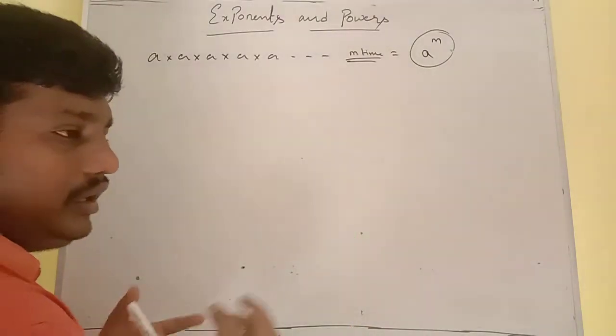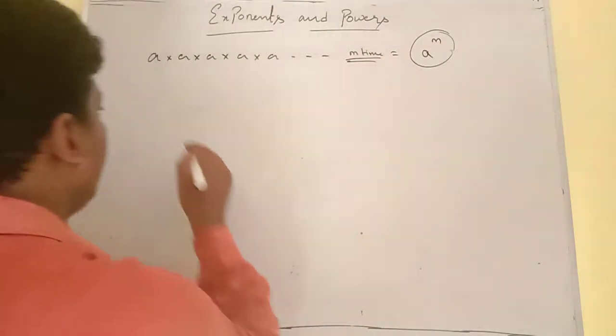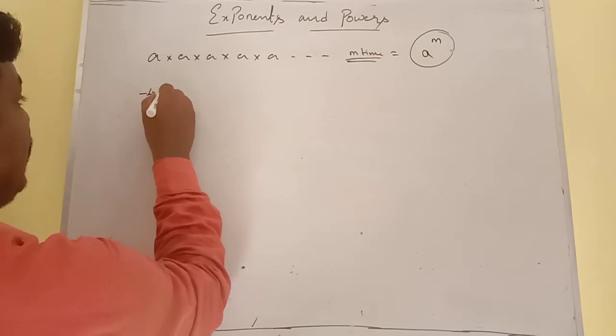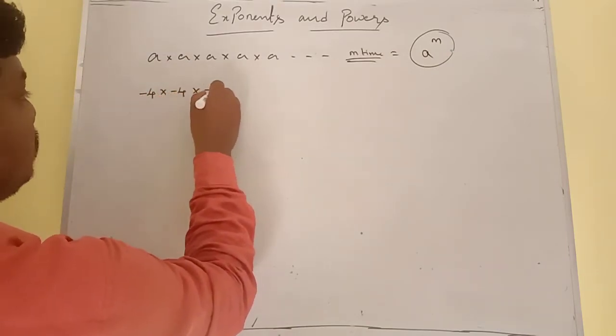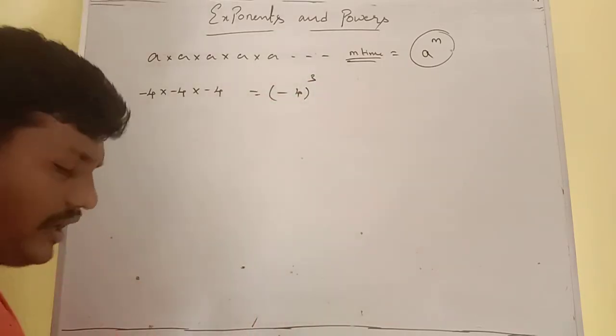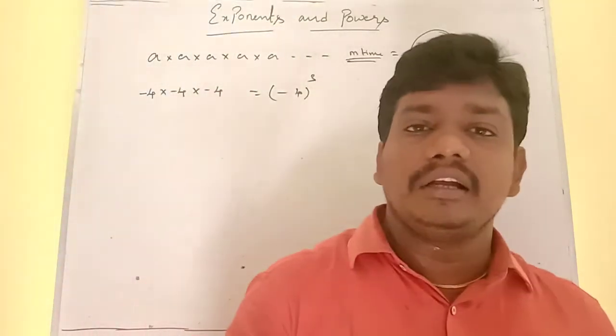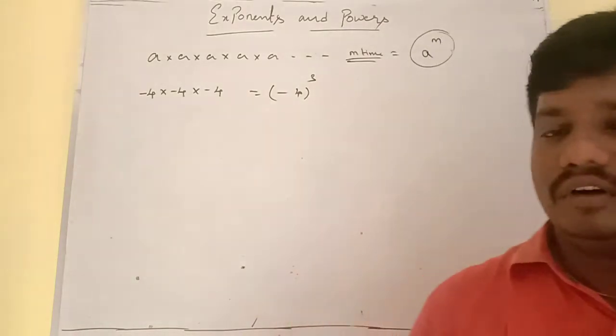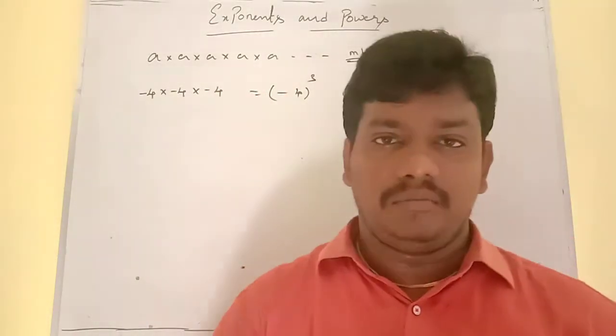Now, suppose minus 4 is multiplied 3 times. This can be written as minus 4 power 3. If any number is repeatedly multiplied, it can be represented in exponential form.